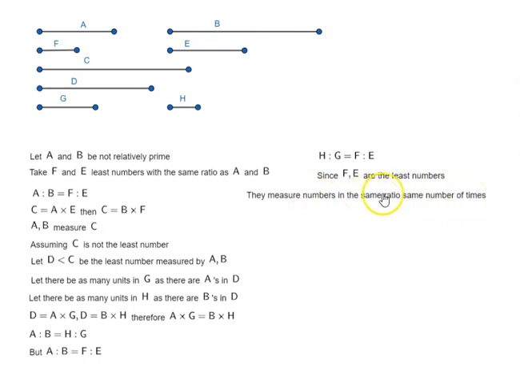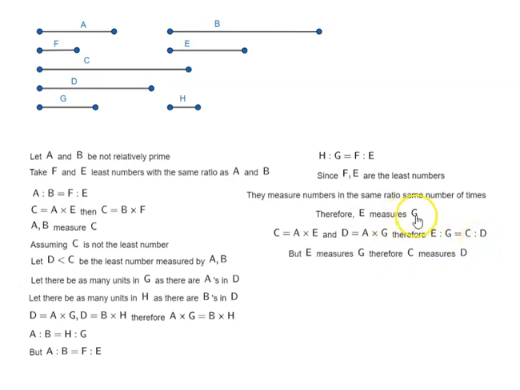So what does this tell us? It tells us that E measures G. Now, we know C is A times E and D is A times G. Therefore, we can write a proportion: E is to G is equal to C is to D. We have already seen E measures G. And because of this proportion, we can say C measures D.